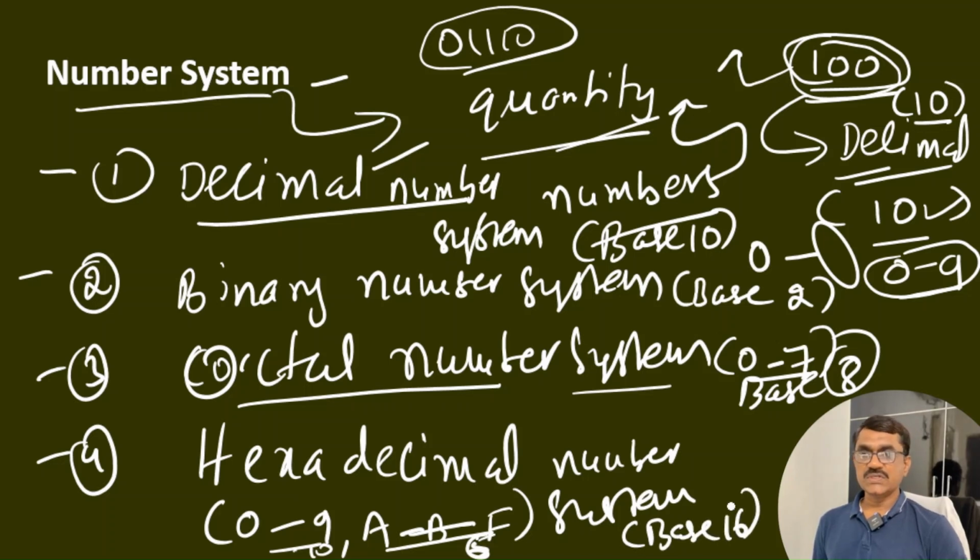This is very, very important. So finally, what I want to say is that the binary number system, or any number system, is used to represent the quantity. The decimal number system has the base 10 and the binary number system has the base 2.